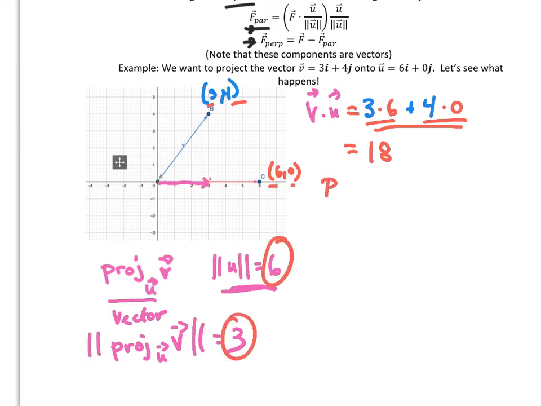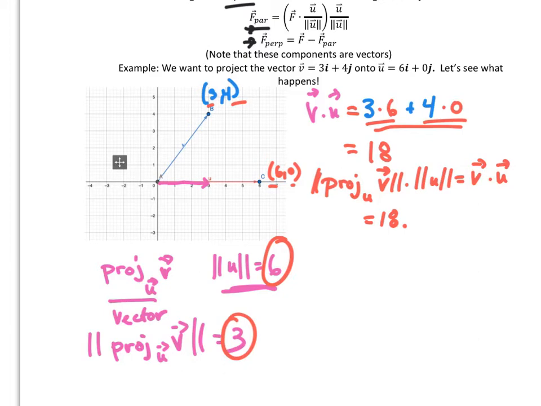Sure enough, the projection of v onto u, and then the magnitude of that, times the magnitude of u is going to be equal to the dot product. It's the same exact thing. In this case, it's 18. So really, what we're saying is that the length of our projection, times what we're projecting onto, if we multiply those two together, that would give us the dot product. So that's a different interpretation of what we see.